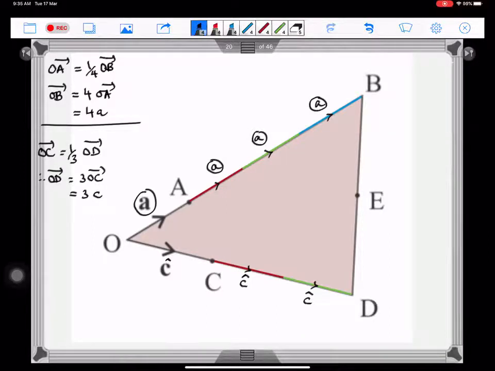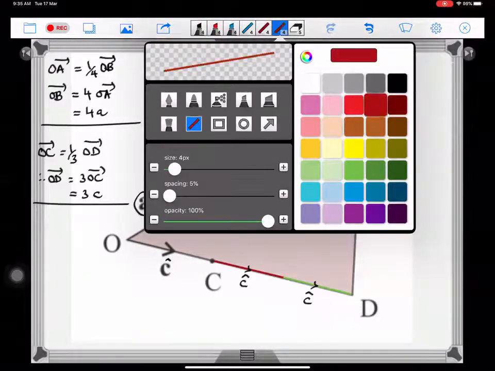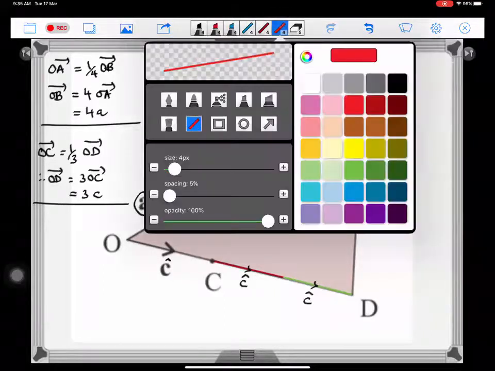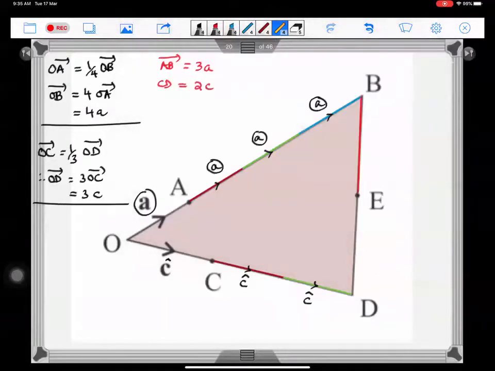What else can I get from here? What I can get is that AB is 3A. I can get CD as 2C. And now it says E is the midpoint of BD. That means whatever this vector is, this red vector and this yellow vector is the same because it's the midpoint. So this vector, whatever that is, let me call this thing as U. So this vector would also be U.